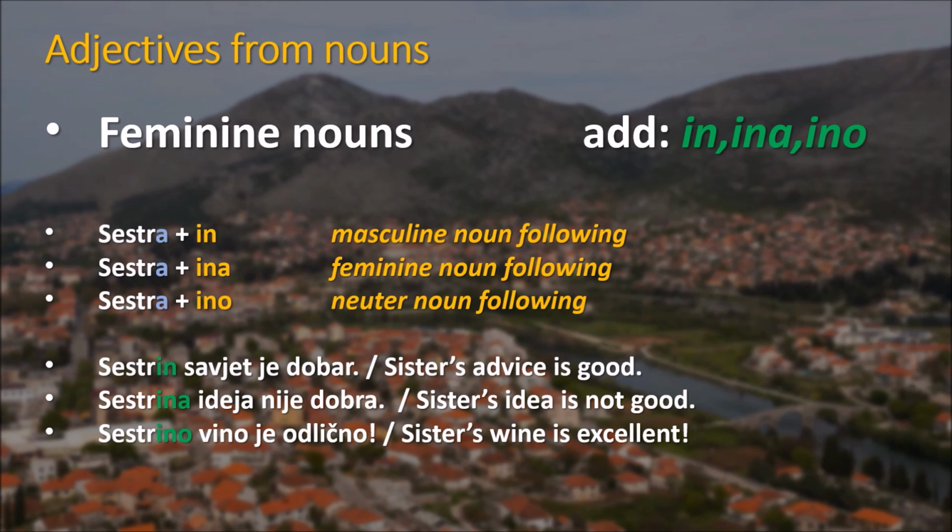Sestrino vino je odlično. The sister's wine is excellent. Vino, neuter in gender, it ends on o. Sestrino, because we're talking about wine, so it has to match. And then in the end, odlično also needs to match the wine, so they all kind of need to match the main noun.